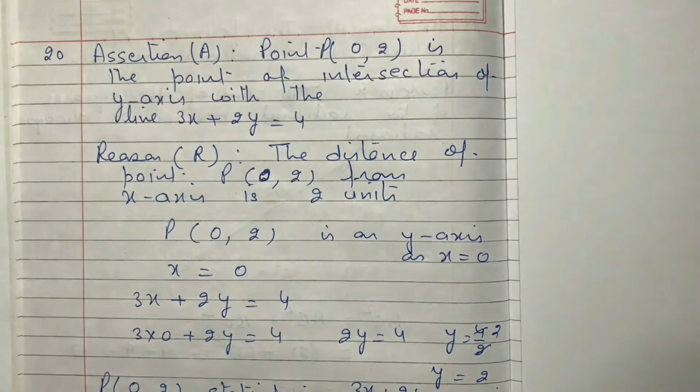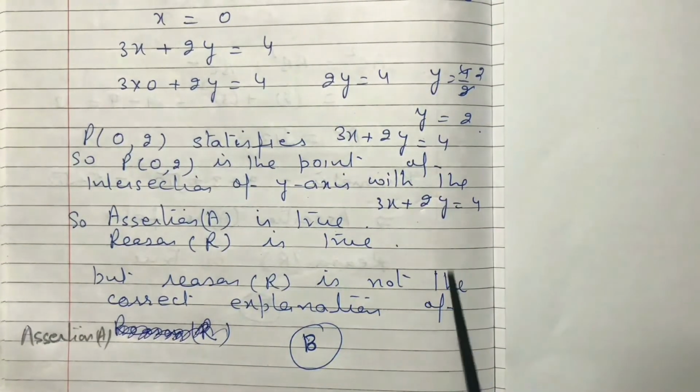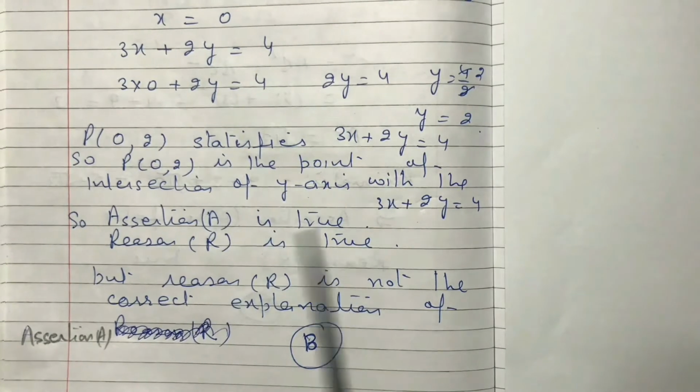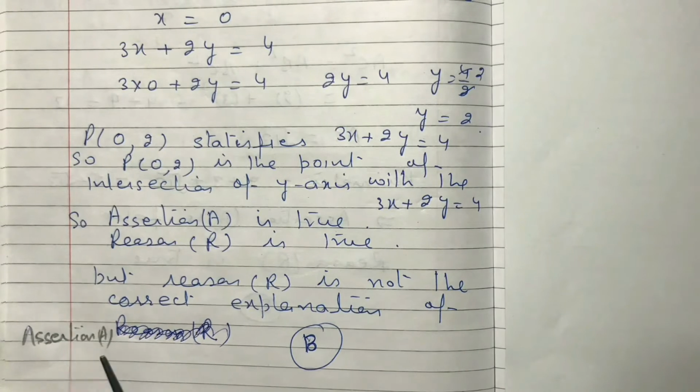So this is what I have written here. Assertion A is true, reason R is true, but reason R is not the correct explanation of assertion A. So B is the option.